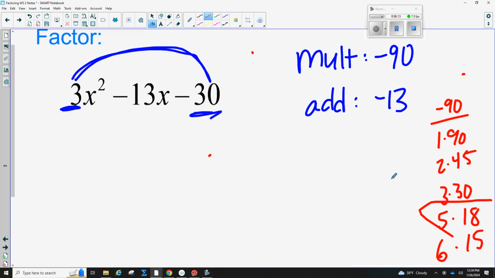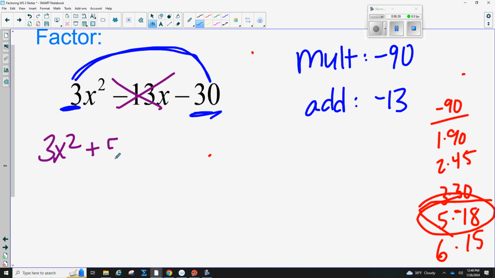Okay, so 5 and 18, how can I make those add to negative 13? Negative 18 plus 5 adds to negative 13. And then a positive times a negative is a negative. All right, so I'm going to rewrite this 3x squared, and instead of the middle term, we replace it with plus 5x minus 18x. And then I write the minus 30 down again. The order does not matter. We'll get the same thing if you put the minus 18 and the plus 5.